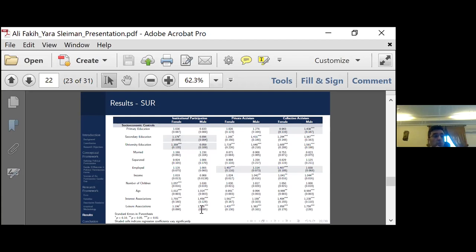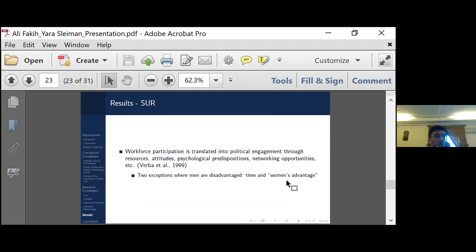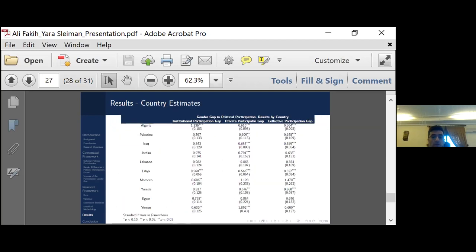Also, we ran the results by country. Two main patterns emerge. First, some gender gaps disappear when examined at country level. And second, where a gender gap does exist, the gap favors men in the majority of cases. So these are the two main observations that emerge from the results by country.